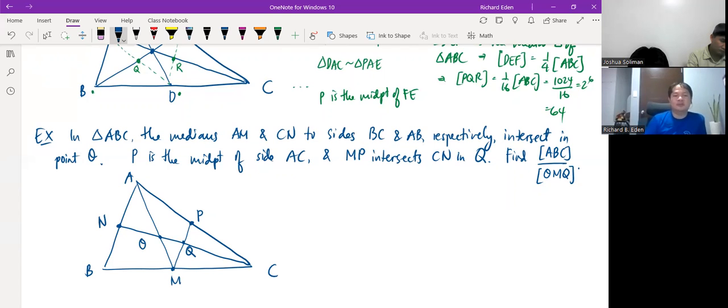OMQ versus ABC. So what ratio does OMQ fill up over ABC? Well, actually, it's the reciprocal, ABC over OMQ. But of course, if one wishes to figure out OMQ first over ABC, that's fine as well, just take the reciprocal.